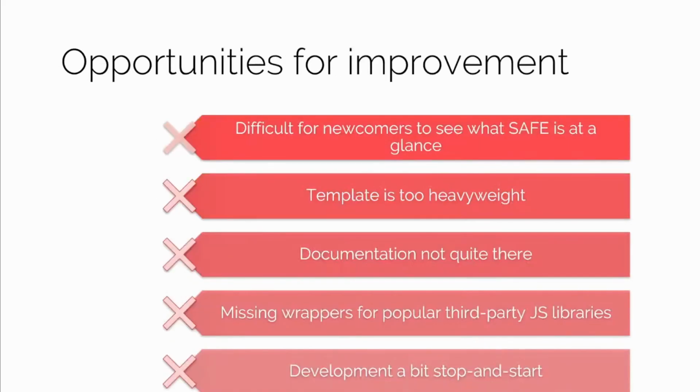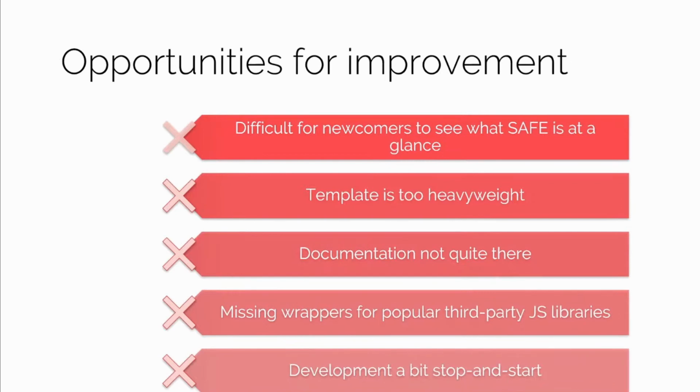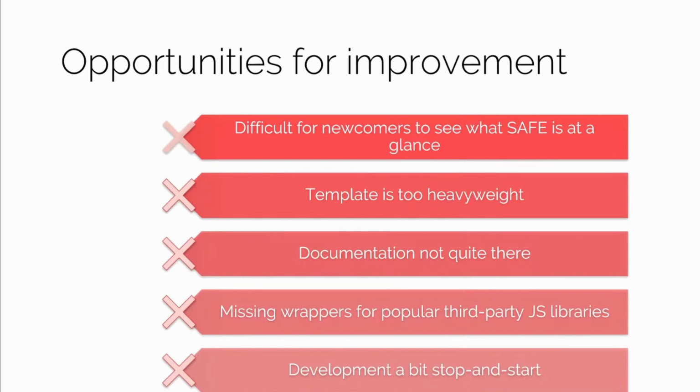There are definitely some places, though, that we can improve, which is what we're looking at with SAFE v2. So things like it's sometimes difficult for newcomers to see at a glance what SAFE is at a code level. Particularly when you create a brand new template, it can be quite difficult to see the wood from the trees, because there's a lot of really good stuff in there, but it can be overwhelming. That also impacts on the maintainers, people like Thomas and myself and a few others, in that the template is actually really difficult. So we want to make that a bit easier for us to maintain so that we can evolve it more rapidly.